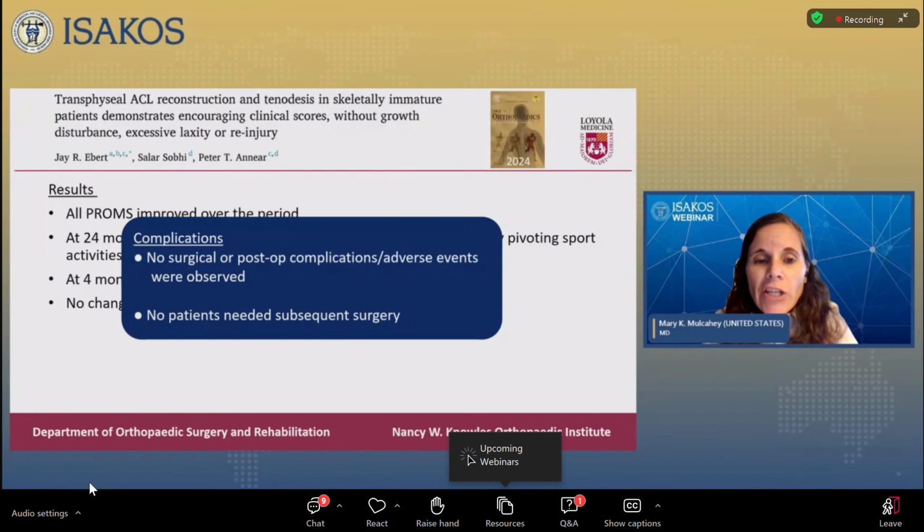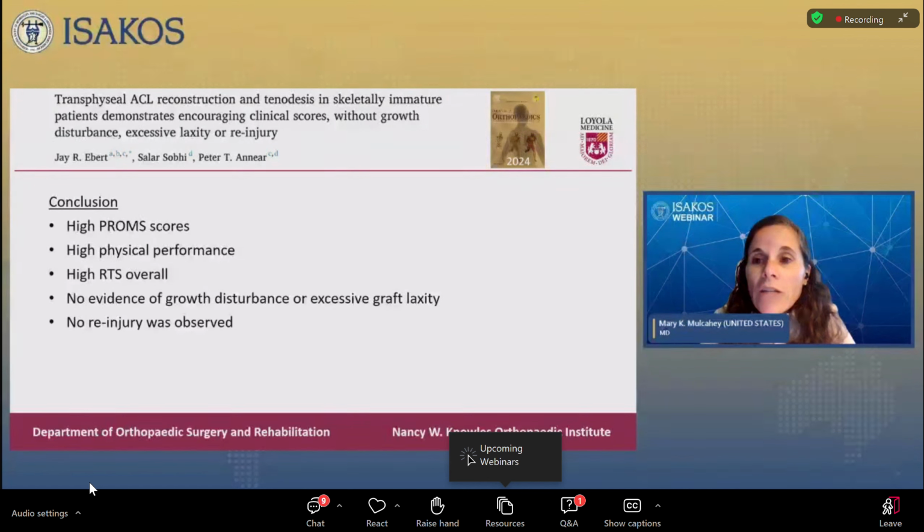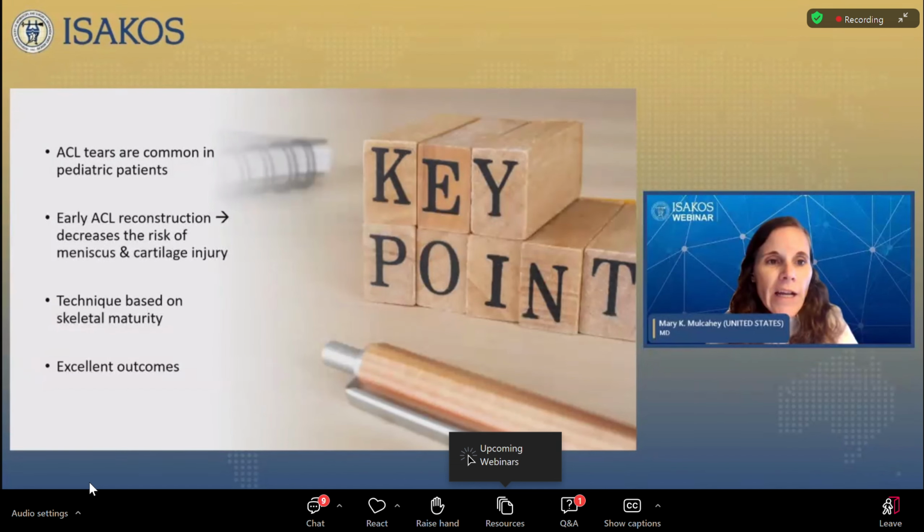Specifically related to complications, there were no surgical or post-op complications noted, and no patients ended up needing any subsequent surgery. So they concluded that patients had high patient-reported outcome measures, there was a high rate of physical performance and return to sport, and there was no evidence of growth disturbance or excessive graft laxity, and no re-injury was observed. So very encouraging. So key points, some things to take away.